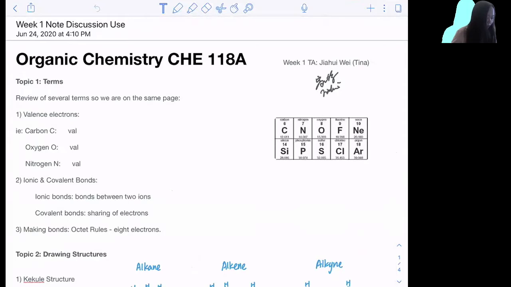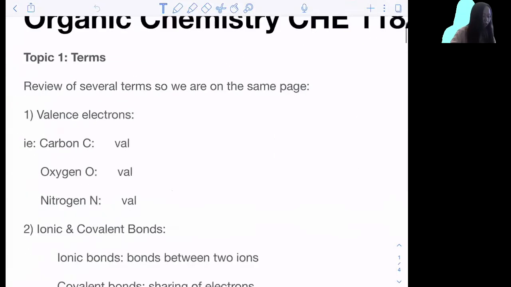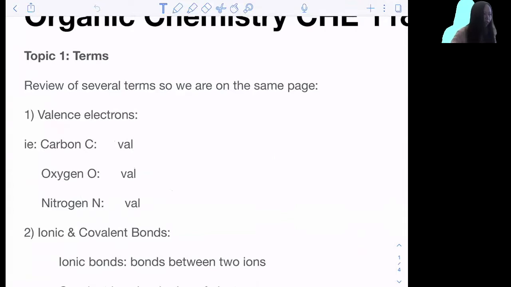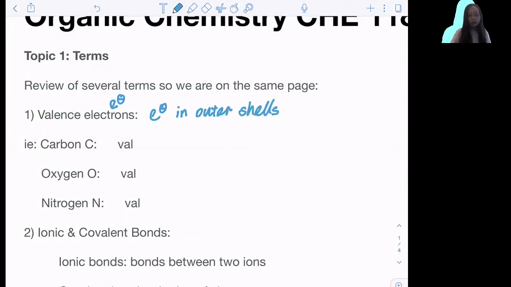The first one, terms. So you might have learned this in lecture. So what are valence electrons? Valence electrons are the electrons, and I'm going to use e minus for electrons because electrons are negatively charged, right? So it's the electrons in the outer shells, okay?